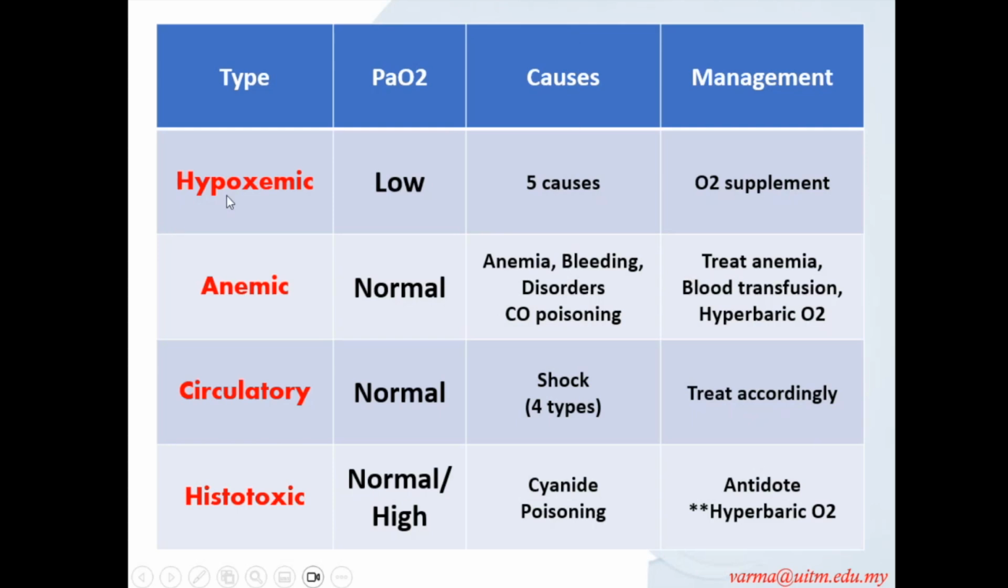The causes of hypoxemia, I've talked about the 5 causes: low FiO2, hypoventilation, VQ mismatch or dead space, shunt, or diffusion limitation. So what we can do is increase oxygen supplement. It will help in 4 causes except the shunt.